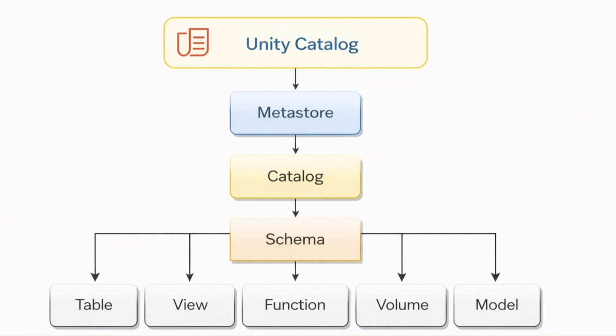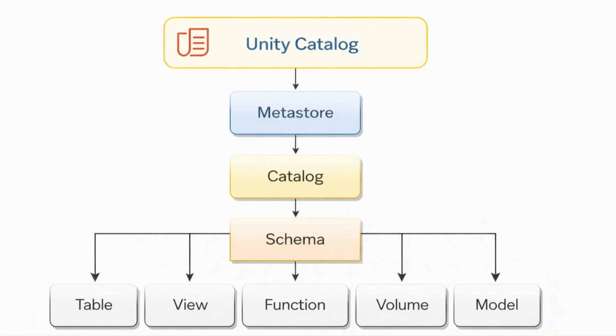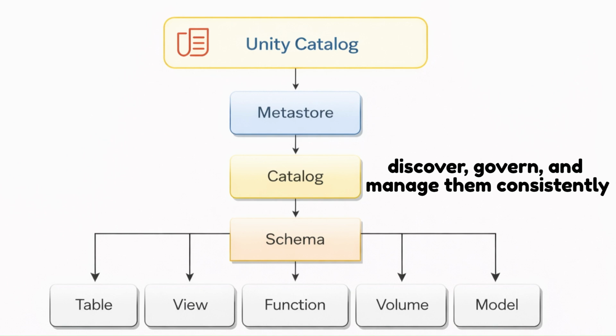Now, inside a metastore, we create catalogs. So, a catalog groups related data assets together. For example, data related to sales or finance, or different environments like dev or prod, making it easier to discover, govern, and manage them consistently.